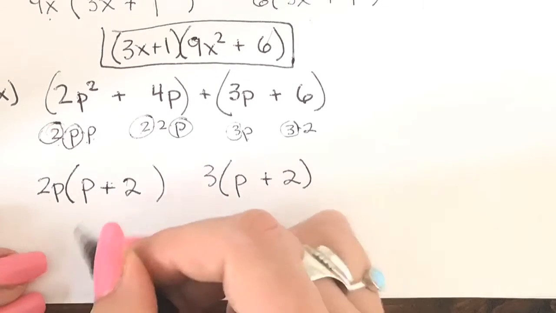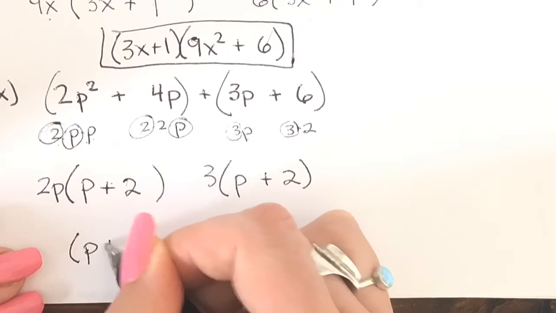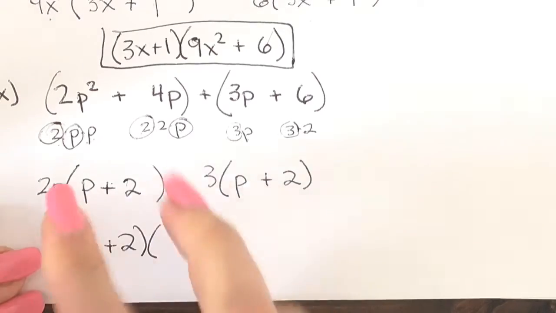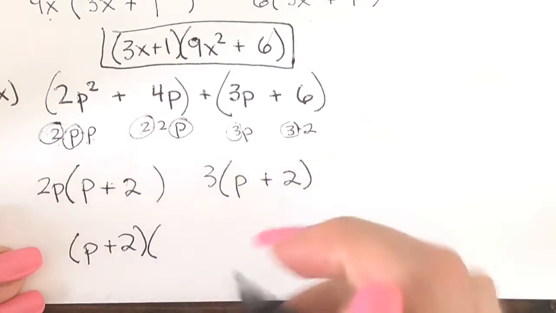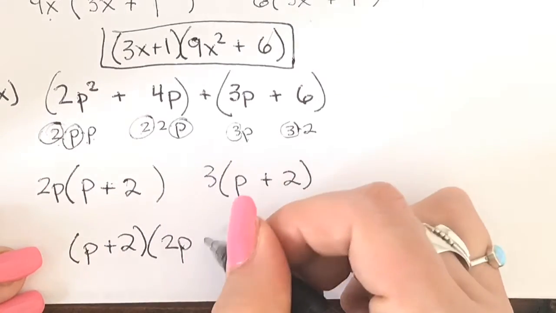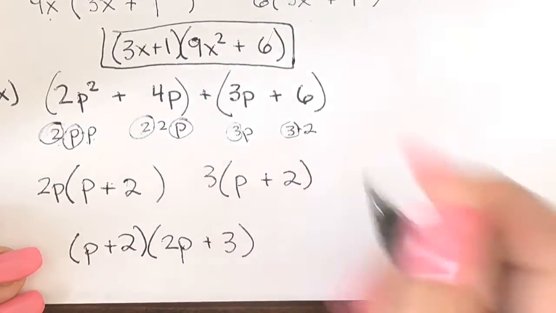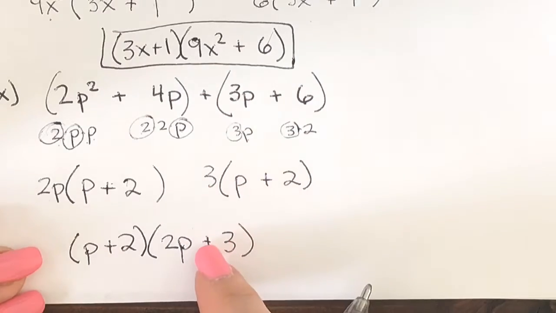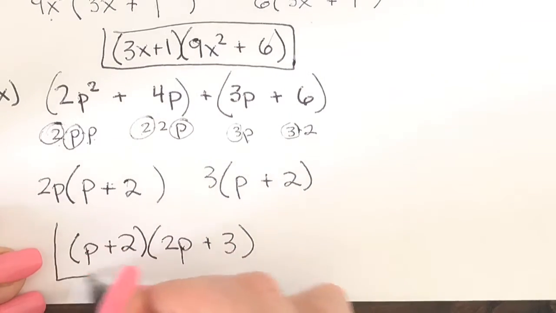So the p plus 2 is going to come to the front. And then the leftover parts, when I take the p plus 2 away, I'm left with a 2p that goes inside and a plus 3. So again, this was a plus here, so we're bringing that plus down. And you're done.